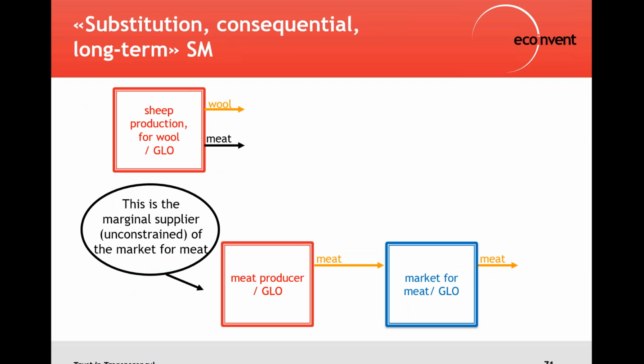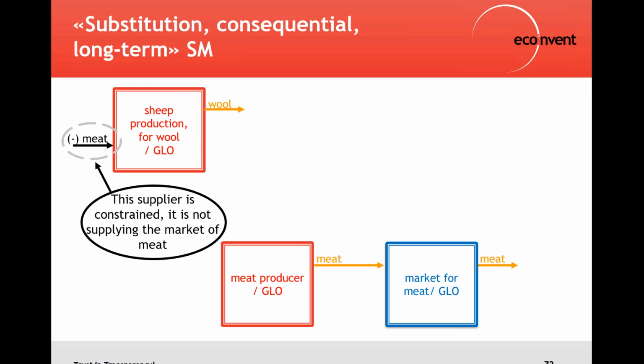The first thing that one has to understand is that only the meat producer will be supplying the market in this system model. Only this is an unconstrained supplier. This is what is designated as a marginal supplier in the consequential system model, and this other supplier is constrained. It's not supplying the market of meat. It's only contributing to the market of wool, which is the main product of this activity.